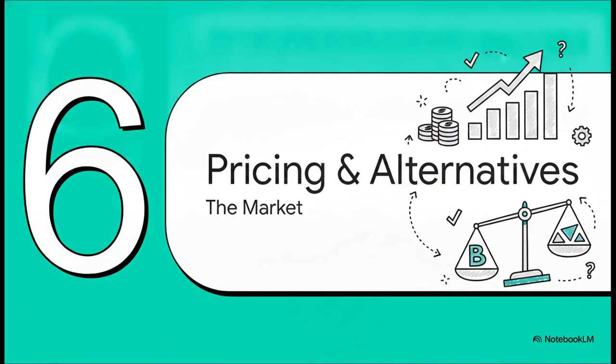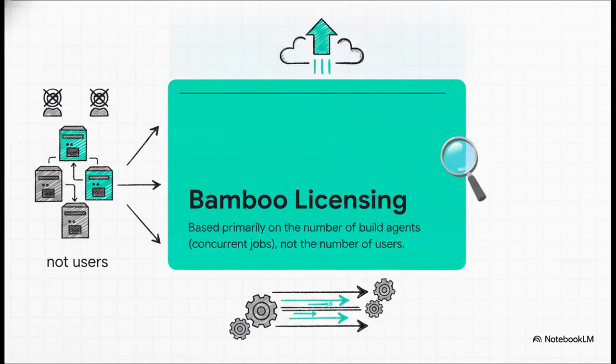Finally, Section 6. Pricing and alternatives. Looking at the market. So a very important distinction to understand right off the bat is Bamboo's pricing model. Unlike a lot of other software tools out there, Bamboo licensing is not based on the number of users logging into the system. Instead, it's based entirely on the number of build agents. Agents are simply the machines that actually execute the tasks. So scaling your pipeline's capacity, which just means how many parallel tests and builds you can run concurrently, depends completely on how many agents you deploy.